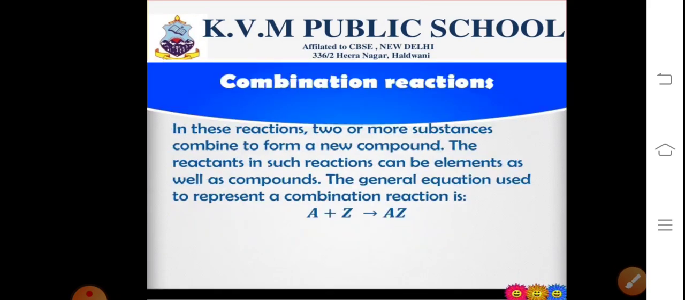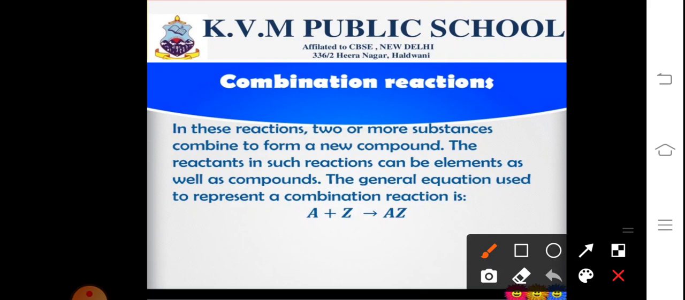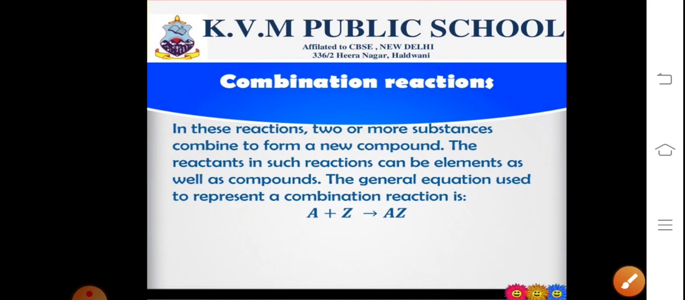Firstly, we'll talk about the combination reaction. Combination reaction can be defined as the reaction in which a single product is formed from two or more reactants. The generalized equation to represent a combination reaction can be given as A plus Z will combine so as to form a compound AZ.